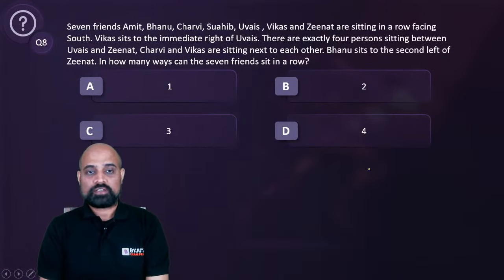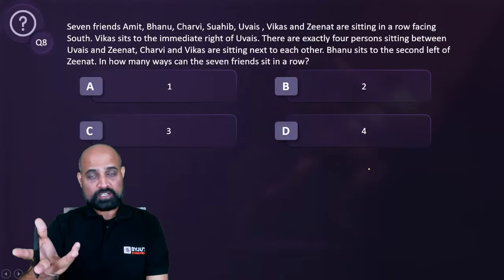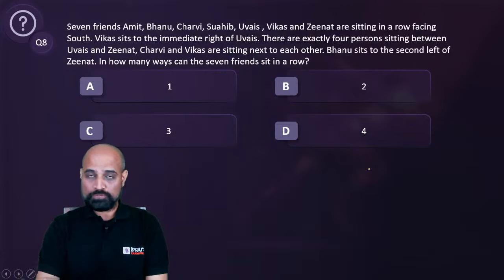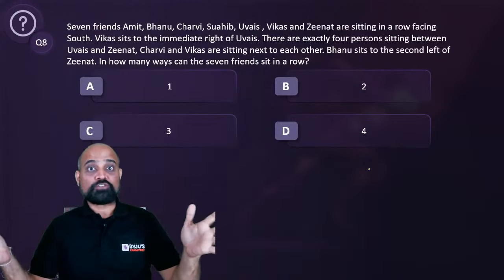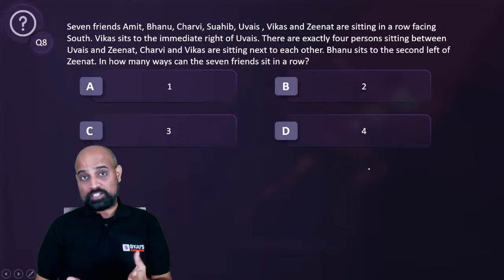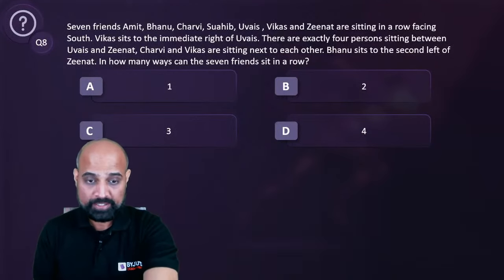Arrangement in a row. 7 friends A, B, C, S, U, V, Z are sitting in a row facing south. नीचे की तरफ, मतलब left is opposite, right is opposite to of yours. So V is sitting immediate right. There are exactly 4 people. In how many ways can the 7th friend sit in a row? So means you don't have to only find out whatever you can figure out the specific positions. You have to also find out कितने cases बनेंगे. Go ahead, try.